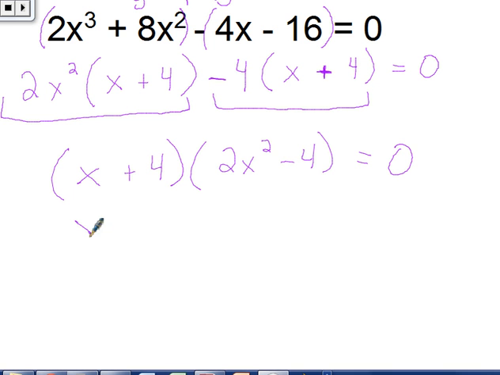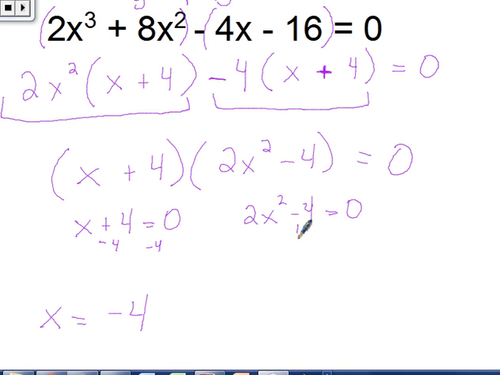So according to the zero product principle, either this term has to be 0, or the 2x squared minus 4 term has to be 0. So solving this one, we'll subtract 4 from both sides. We get x equals negative 4 as one of our solutions.